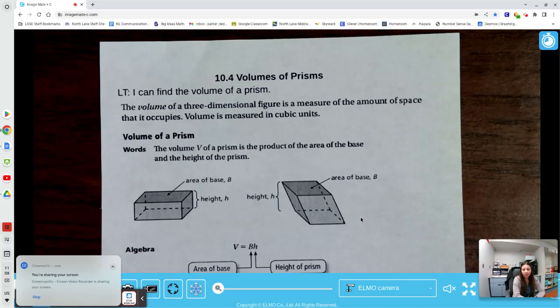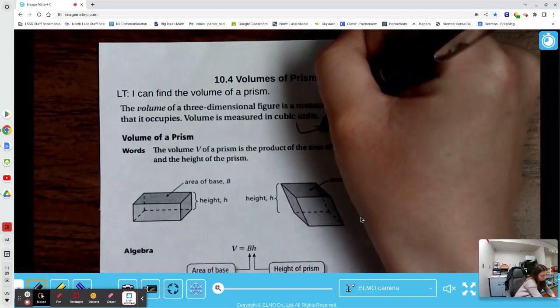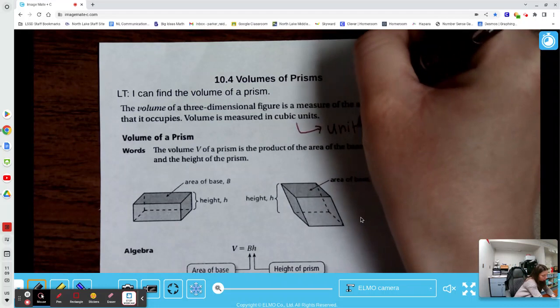Hey students, in this lesson we're going to go through volumes of prisms. That is section 10.4, and our learning target is I can find the volume of a prism. So the volume of a three-dimensional figure is the measure of the amount of space that it occupies. Volume is measured in cubic units, or another way that we say cubic units would be units cubed, so to the power of 3.